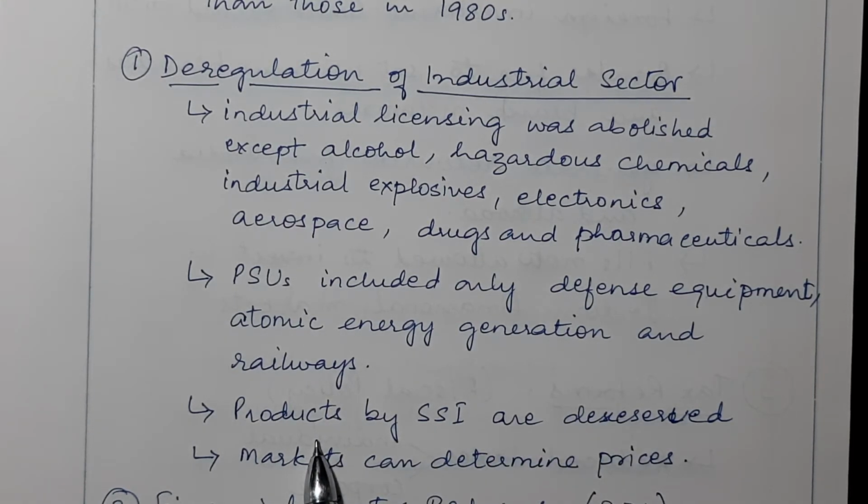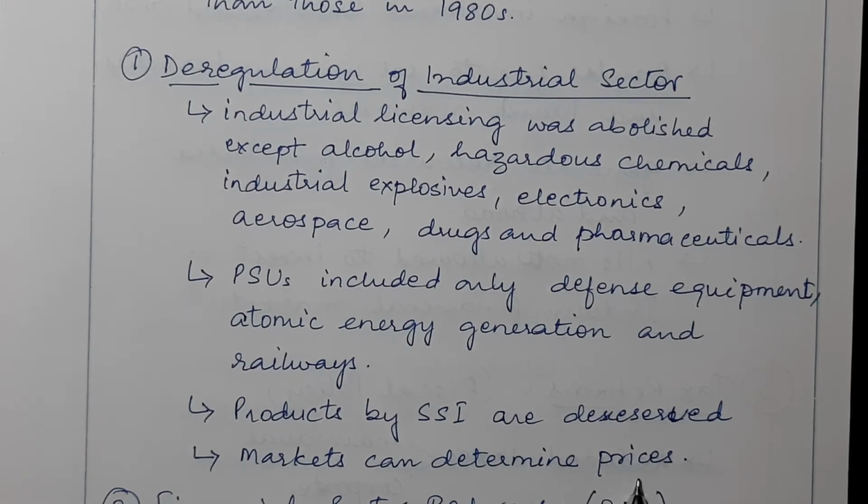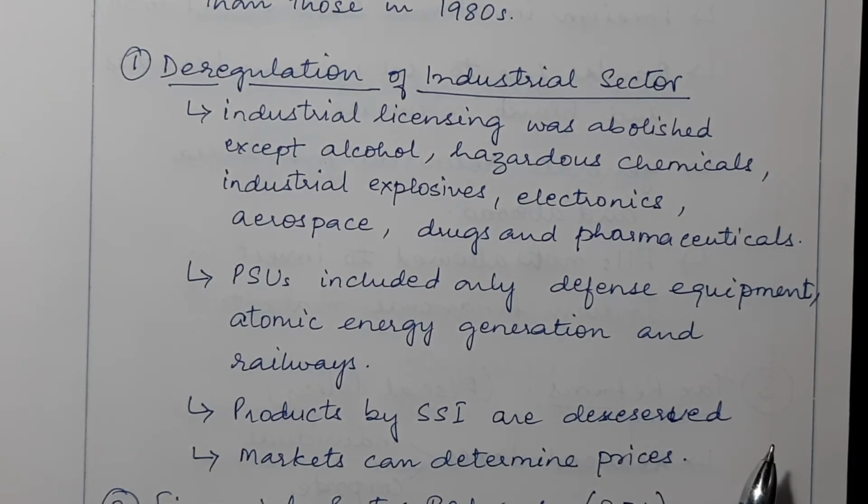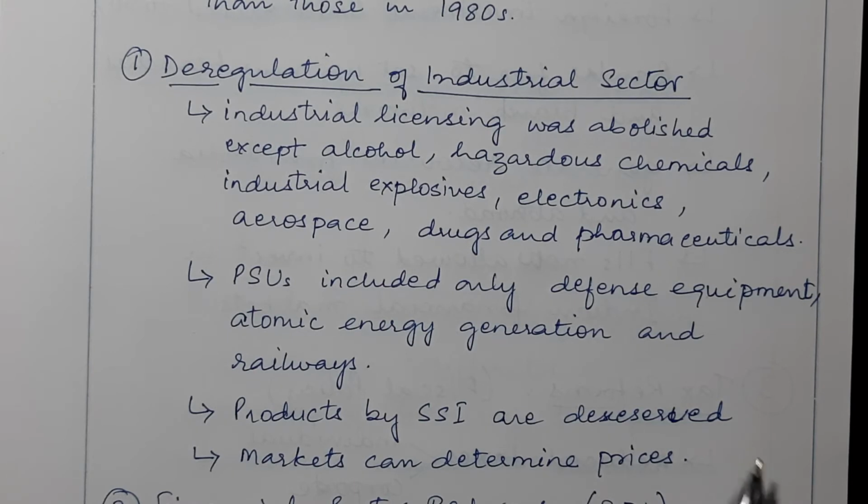The products from the small scale industries were de-reserved. What does this mean? That the forces of the market were allowed to determine allocation of resources. We remember, right, that some of the products were reserved only for the small scale industries to be produced. Then markets could determine prices. What to produce and how much to produce was now a matter of the producer's choice, and it depended on the market conditions.